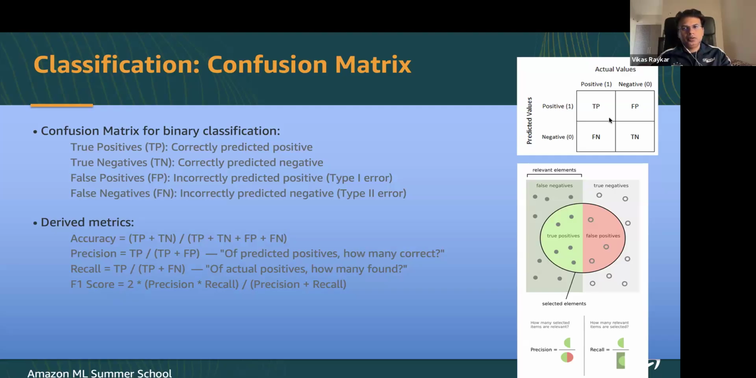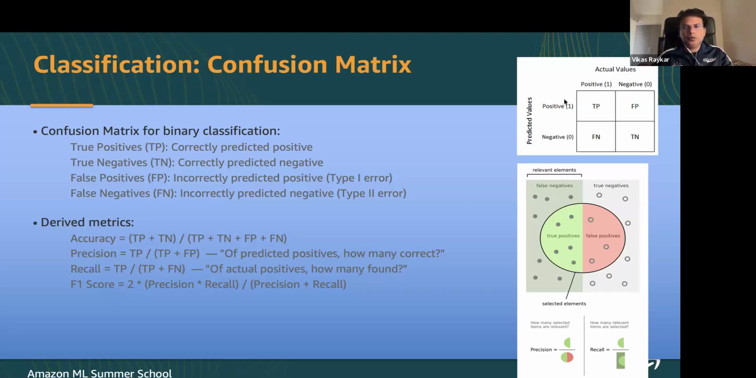One way to remember: a true positive is a correctly predicted positive, and a true negative is a correctly predicted negative. The cross terms are the errors. A false positive is an incorrectly predicted positive: you're predicting positive, but it's false. And a false negative is an incorrectly predicted negative: you're predicting negative, but it happened to be false. So TP and TN are your correct predictions, and FN and FP are your errors.